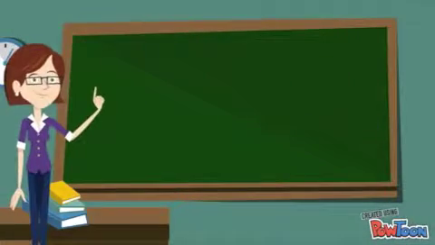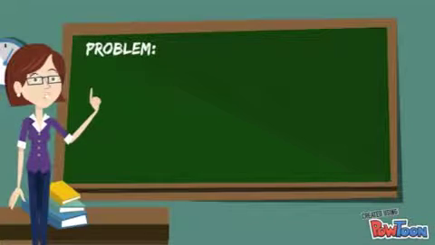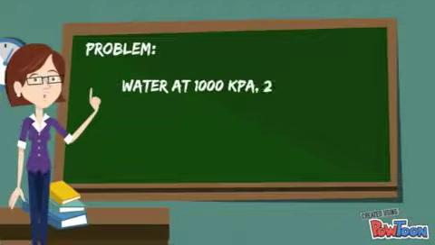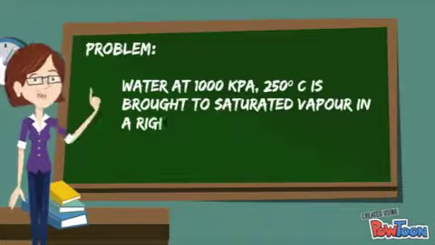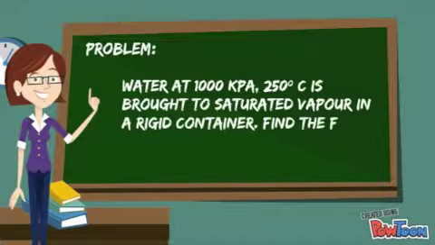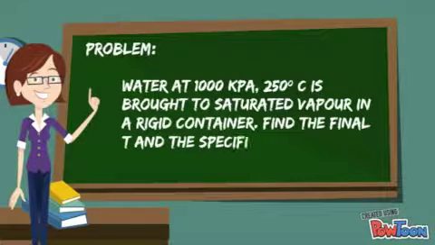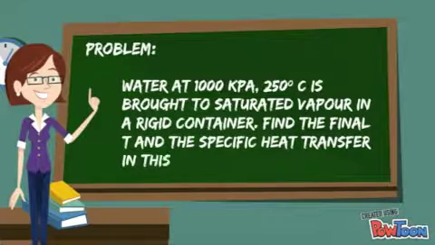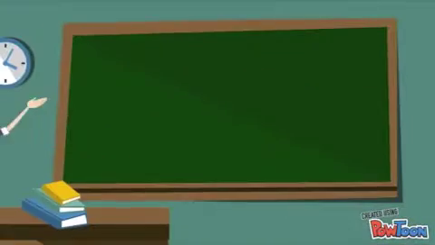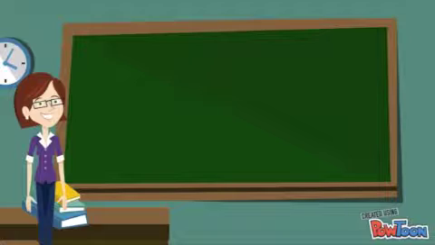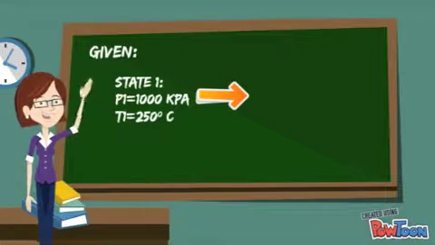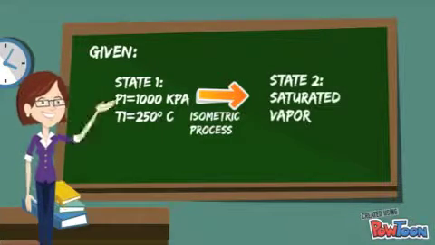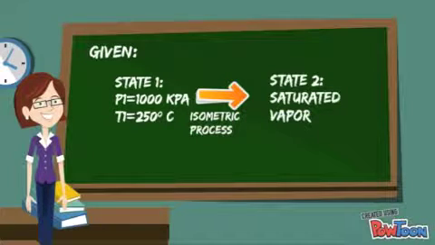Water at 1000 kPa, 250 degrees Celsius, is brought to saturated vapor in a rigid container. Find the final T and the specific heat transfer in this isochoric process. Given, in state 1, pressure is 1000 kPa, temperature is 250 degrees Celsius. It is under an isochoric process going to state 2, which is saturated vapor.